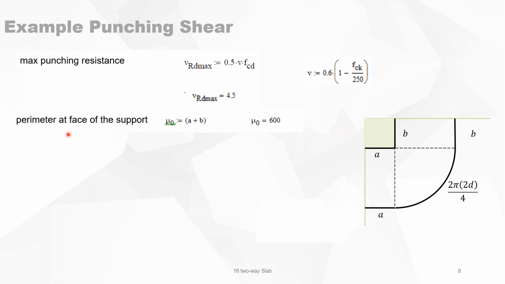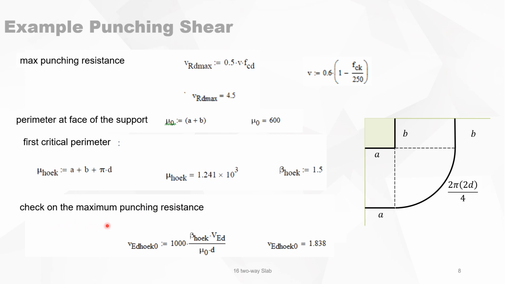The perimeter at the face of the support, which is this perimeter, it's A plus B. This perimeter is 300 plus 300, so 600 millimeters. The first critical perimeter, which is this one, is at a distance 2D from the face of the column. So we have a straight portion, and a quarter of a circle with radius 2D. It gives me 1245 millimeters from there to there. And we know that the beta coefficient for a corner column is 1.5.